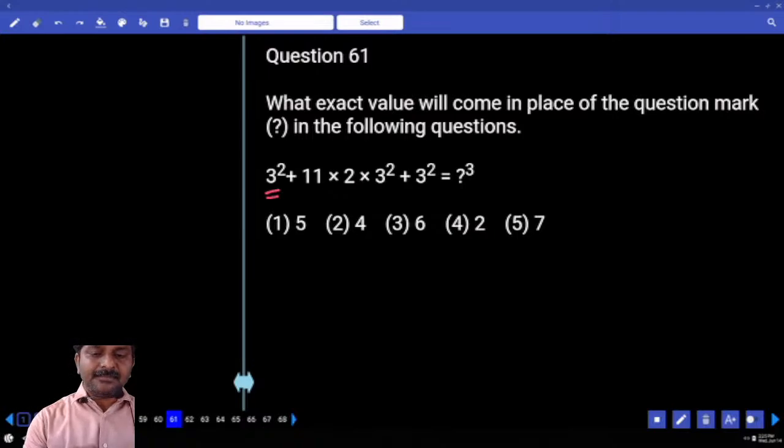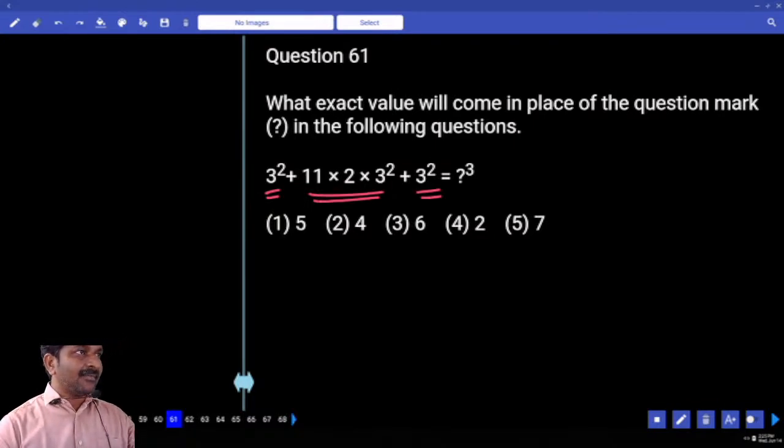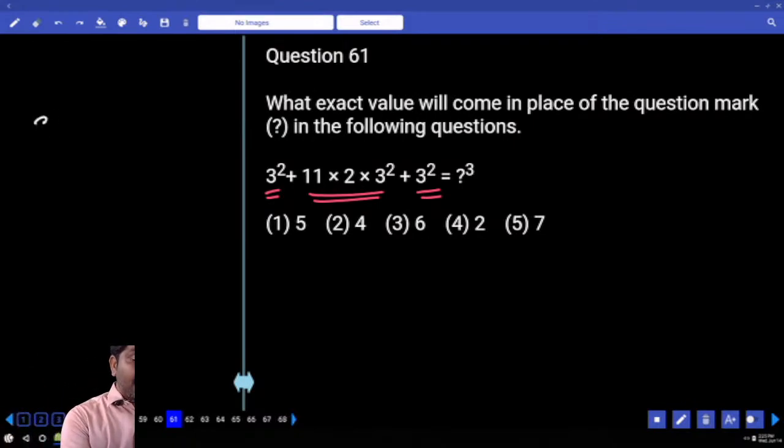This is the first term. This is the second term. This is the third term. Everywhere 3 square is there. So 3 square, in the sense, I want to take 9 common. Yes, I am done with my answer. Answer is 6.